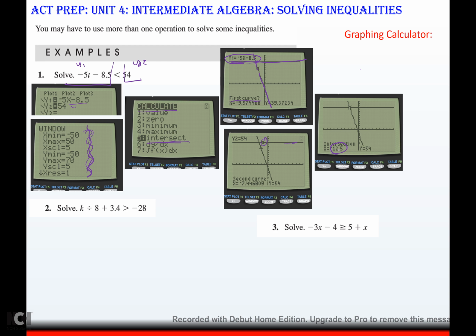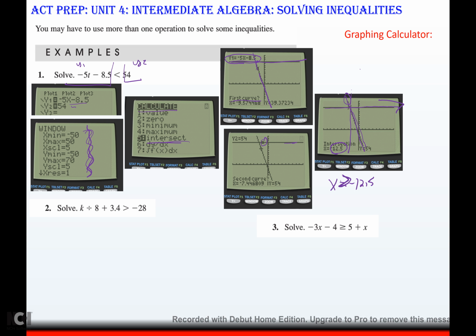However, the answer isn't x equals negative 12.5. They want to know when is the slanted line smaller than this line. Well, up until this point, the line negative 5t minus 8.5 is higher. We want to know when is that line smaller. Well, that's over here, which is everything greater than negative 12.5.